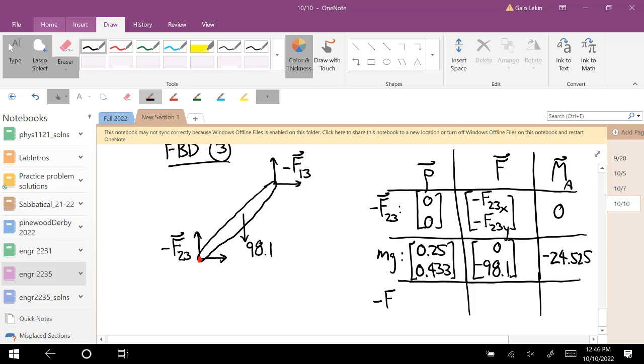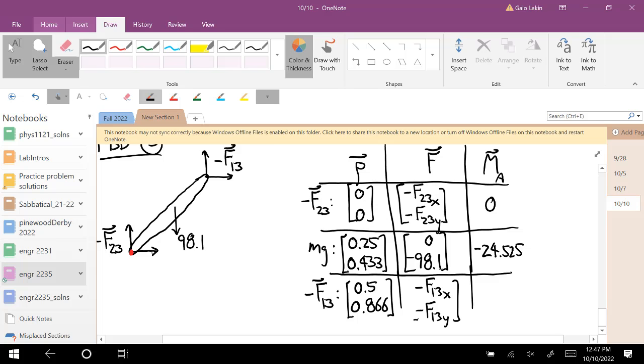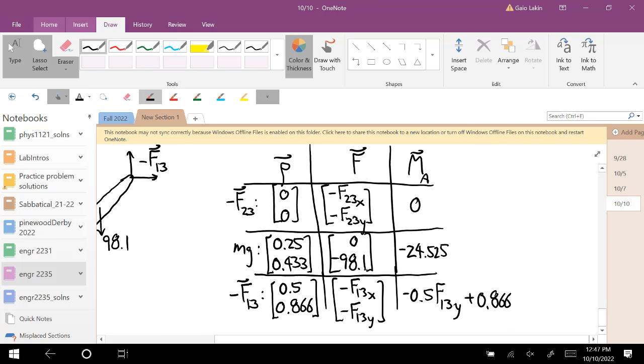And then the last one is negative F13. The row vector is 0.5, 0.866. The force vector is negative F13x, negative F13y. Cross product is negative 0.5 F13y plus 0.866 F13x.